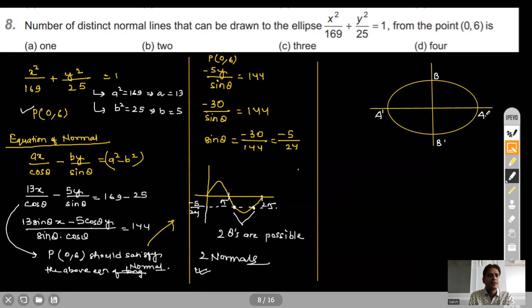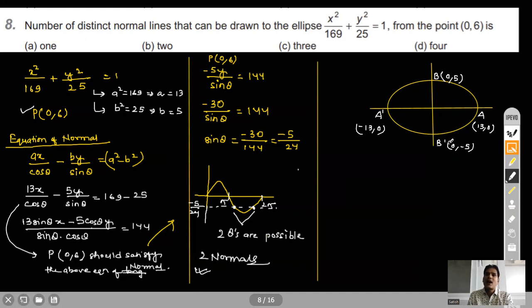So what will be the coordinate of this A? It will be a comma 0, meaning 13 comma 0. Similarly, this minus A dash will be minus 13 comma 0. And this B will be what? 0 comma 5, not 5 comma 0. 0 comma 5, and this will be 0 comma minus 5.